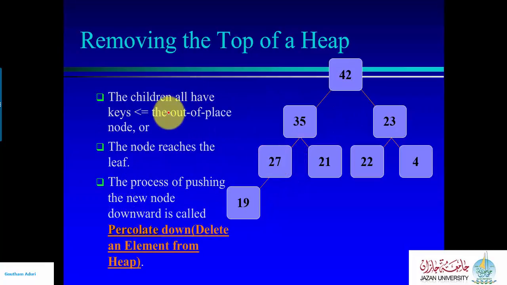So the children all have keys less than or equal to the out of place node. All the child nodes should be smaller than the parent, until the node reaches the leaf. The process of pushing the new node downward is called percolate down, because we are coming down. So we are swapping the elements and pushing it down until it reaches an acceptable location. That's called percolate down.